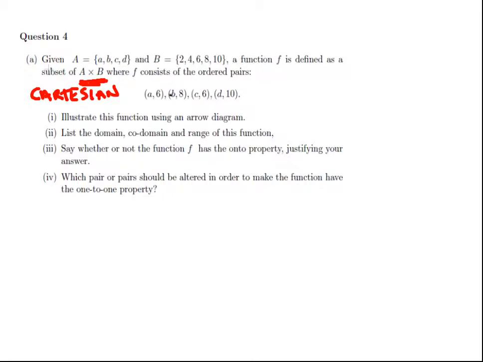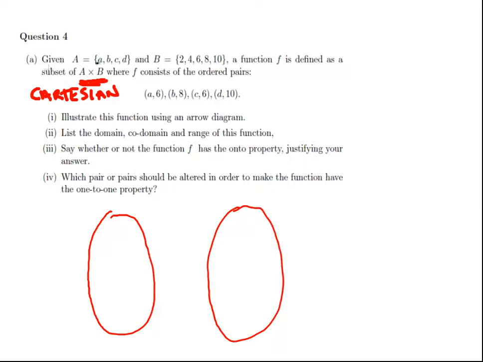Where f consists of the following ordered pairs: (a,6), (b,8), (c,6), and (d,10). Illustrate this function using an arrow diagram. So let's draw that now. We'll have the domain here and the codomain, or the range, over here. A, b, c, d, 2, 4, 6, 8, and 10. Let's mark those in there.